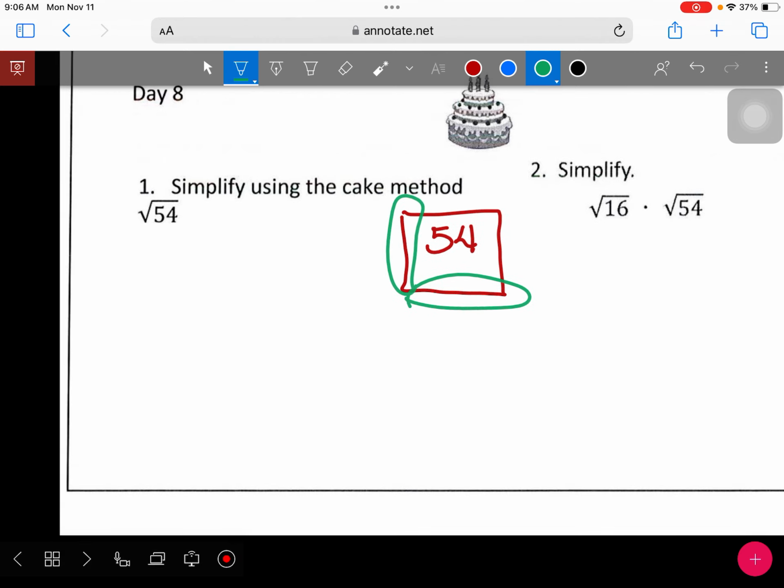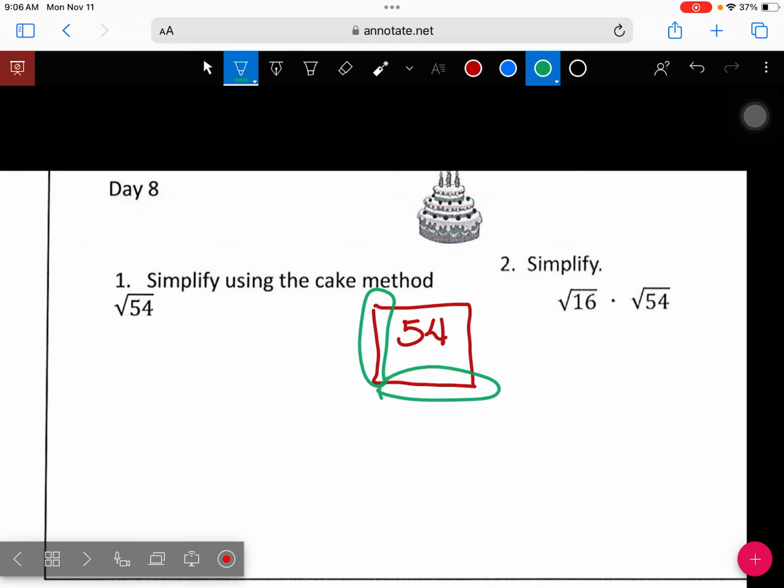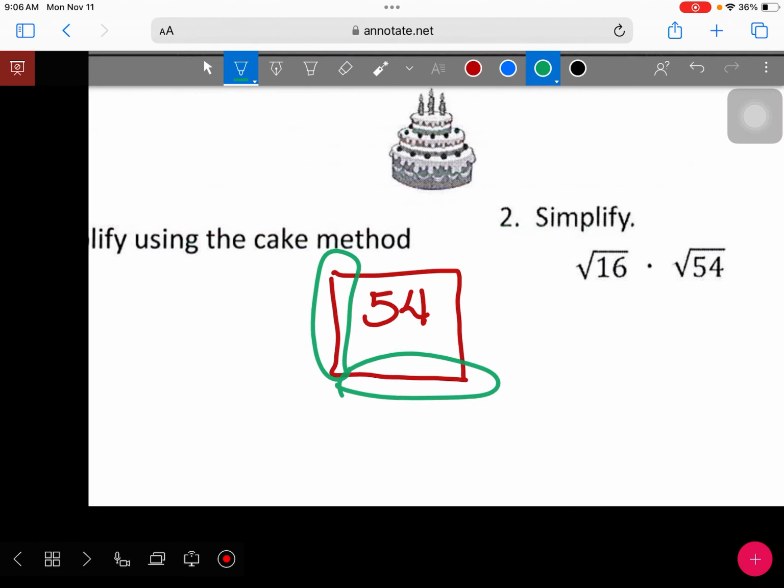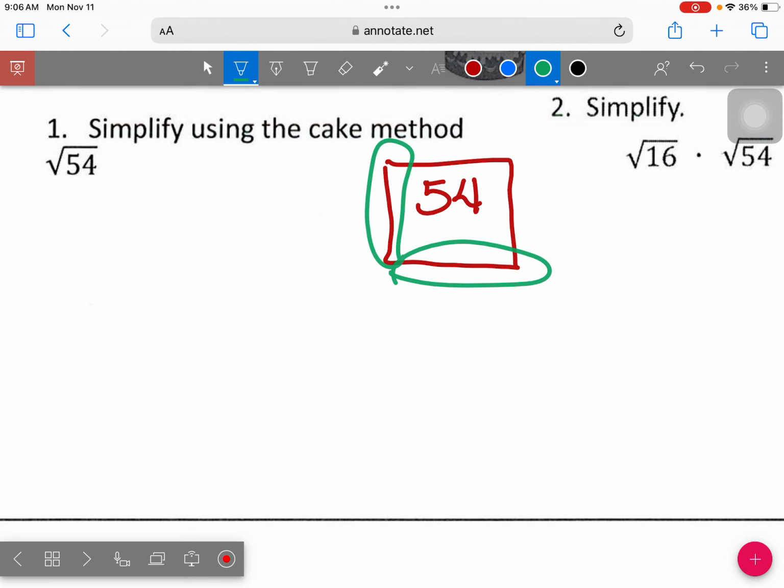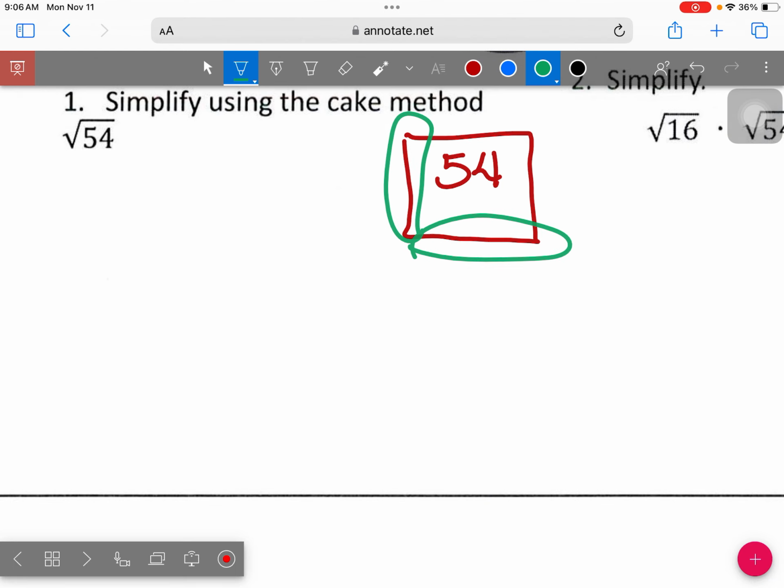Using the cake method means if you think of a cake like this or a cake for a wedding, there are different layers or tiers. So we are going to find the prime factorization using tiers, T-I-E-R-S, not tears, crying tears. All right, so you take the number that's in the square root. You put that down on the bottom, because when you're building a cake with different layers or tiers, you have to start on the bottom.